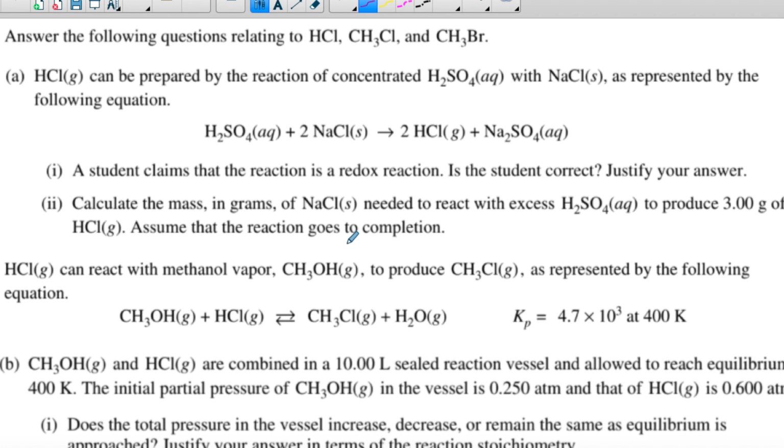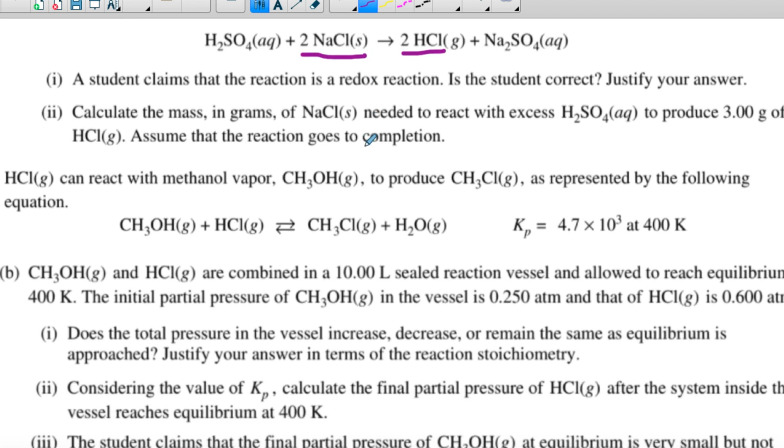One more shot at how they layer these questions together so that you can get points from lots of different content areas. A student claims the reaction is a redox reaction. Is it correct or not? You can do that. Assign oxidation numbers, see if they change. Calculate the mass in grams of sodium chloride needed to produce 3 grams of HCl. So, to get 3 grams of that, how many grams of that does it take? That's just a stoichiometry problem going from grams to grams. Easy peasy.